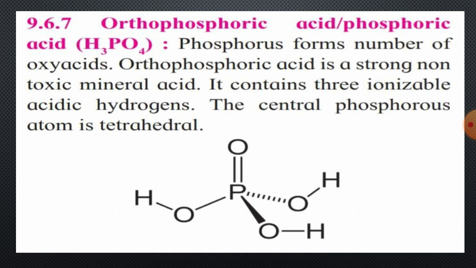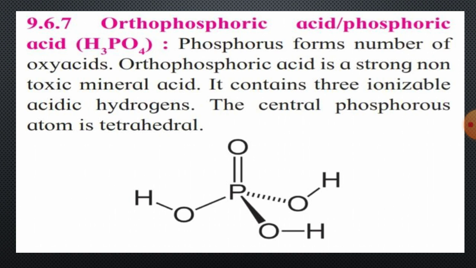It contains 3 ionizable acidic hydrogens. Here you see, we have 3 hydrogen atoms in the structure of orthophosphoric acid. These 3 hydrogens are ionizable acidic hydrogens. At the center, the phosphorus atom is present and it is tetrahedral.